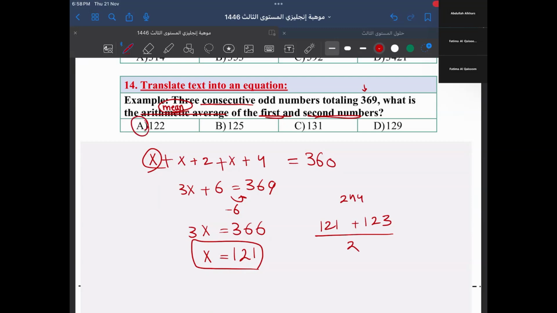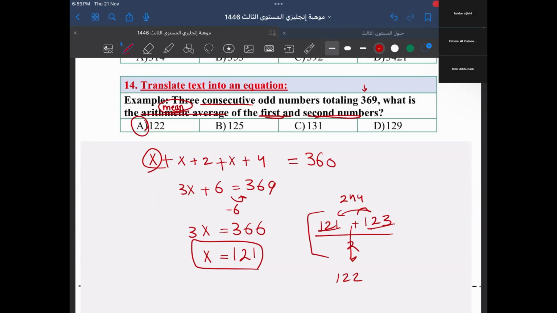If I want to make it easier for you, when you reach this step, since they are consecutive, the mean would be the number in the middle. Yeah, the number in the middle automatically. If I have 121, 123, the number in the middle will be the mean, which is 122. Okay.